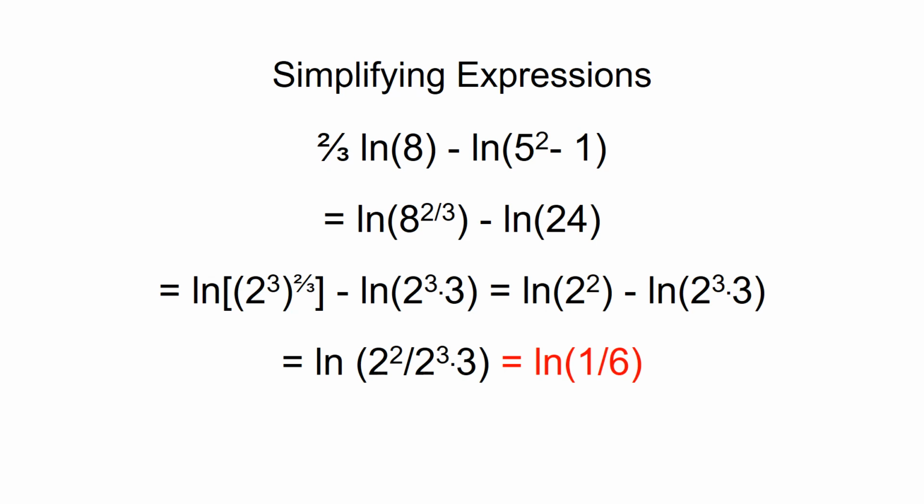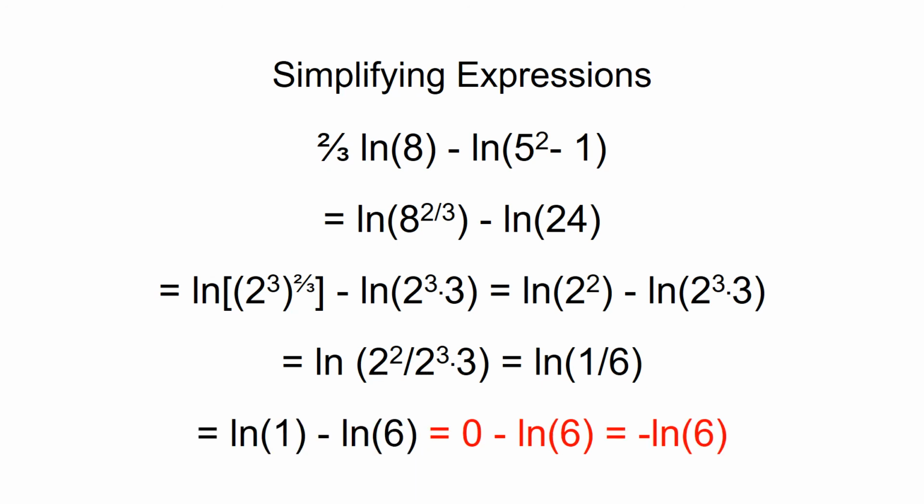And then we can combine those two terms. They are the difference of two logs with both of the same base, and we can write them as a quotient. It's the natural log of the quotient. And that simplifies to be the natural log of 1/6. Simplify that by saying it's the natural log of 1 minus the natural log of 6. The natural log of 1 is actually equal to 0. From that, we subtract the natural log of 6, and minus natural log of 6 is our final answer.